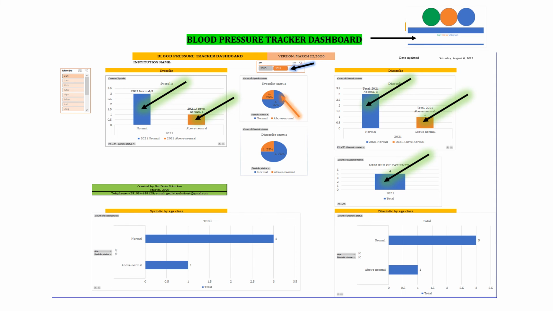For proportion for systolic, normal is 75% and above normal is 25%. For diastolic, similarly, normal is 75% and above normal is 25%. With age categories, in both cases, those patients are in the age category of 70 to 79. You can also select the month if you like. And so this will be a very interactive dashboard.